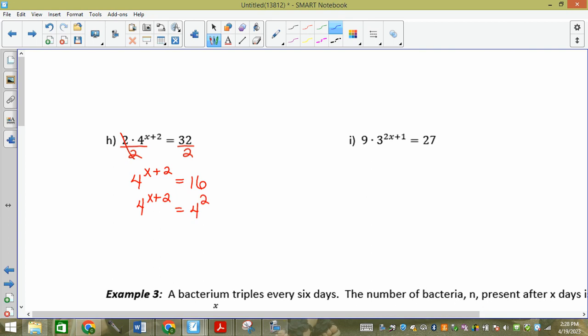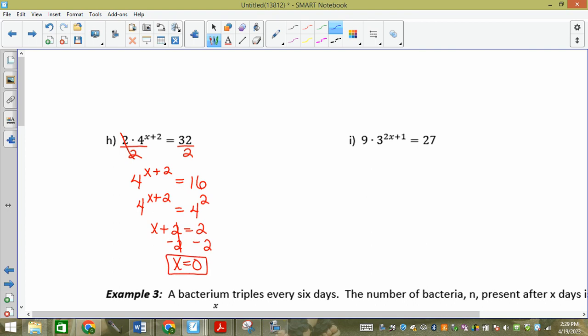Now what can we do if we have the same base? Set the exponents equal, right? Because if we have 4 to the something equals 4 to the something, then those somethings must equal. So I have x plus 2 equals 2. Subtract 2 from both sides. And x equals 0.